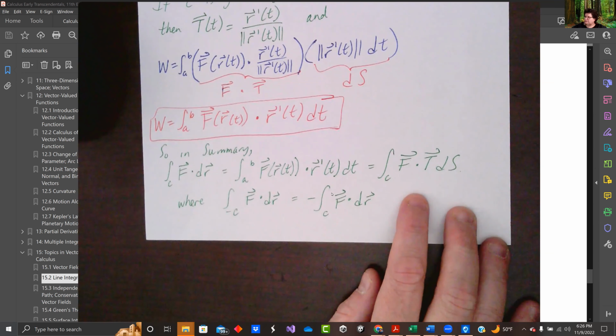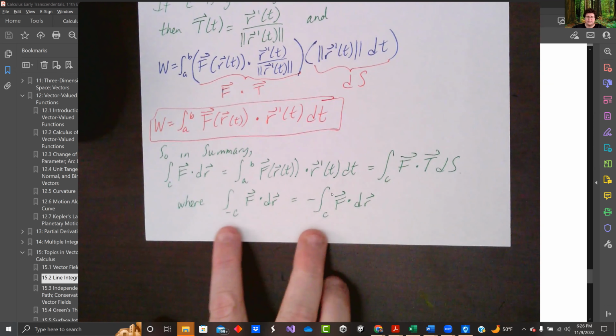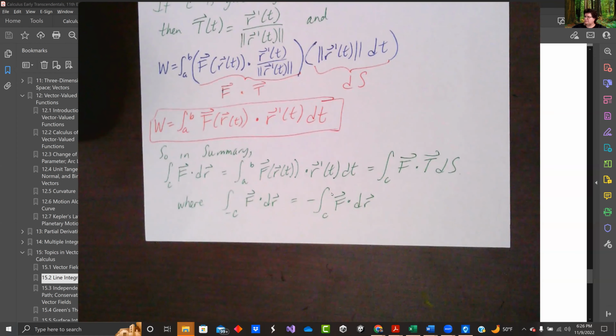And recall that orientation matters. In this case, we're not doing ds anymore. We're doing each component x, y, z. So orientation matters. Switching direction matters.